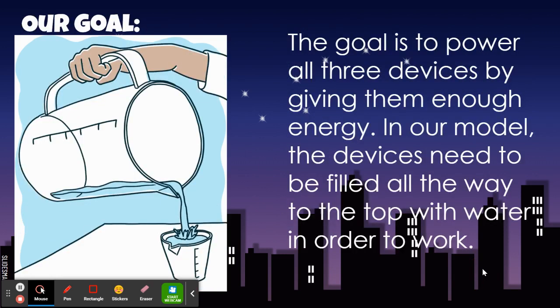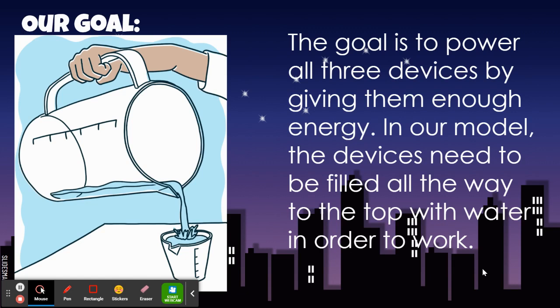Here's our goal. Our goal is to power all 3 devices by giving them enough energy. In our model, the devices need to be filled all the way up with water in order to work. So cup 1 needs to be filled all the way up with water. Cup 2 has to be filled all the way up with water. Cup 3 needs to be filled all the way up with water in order to work.